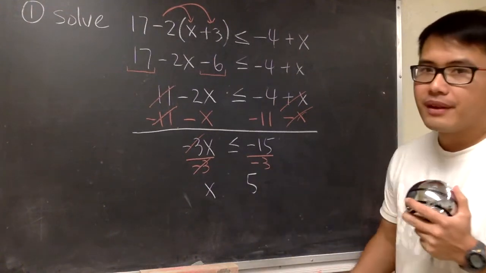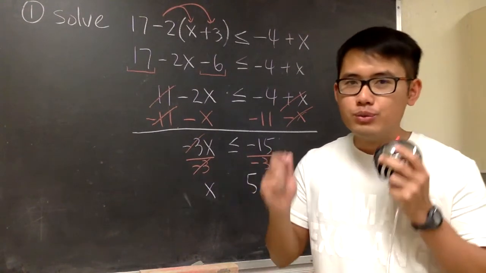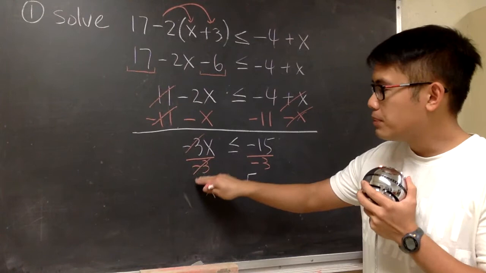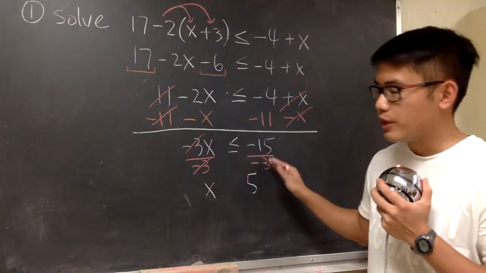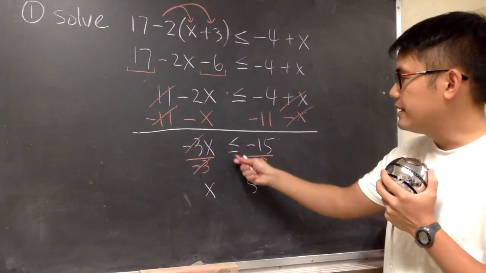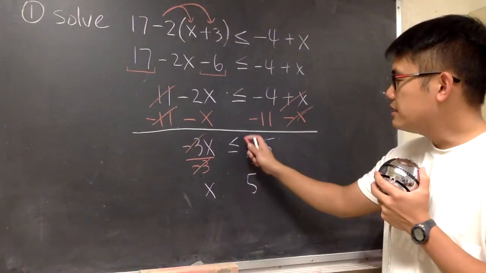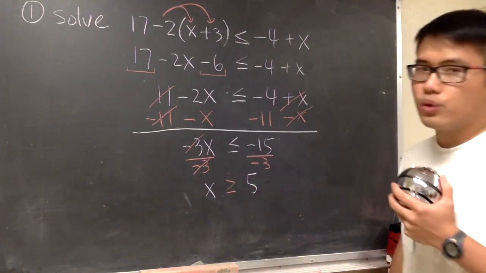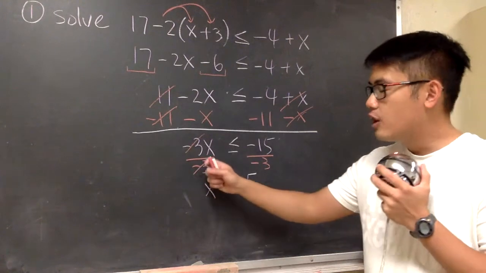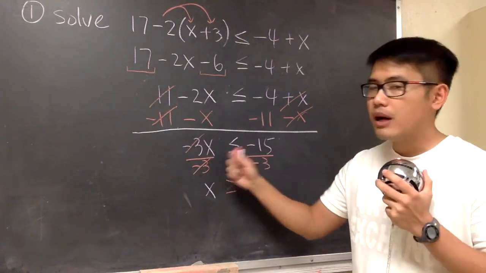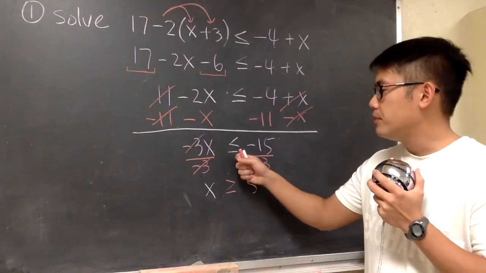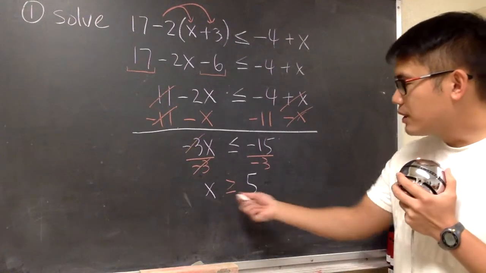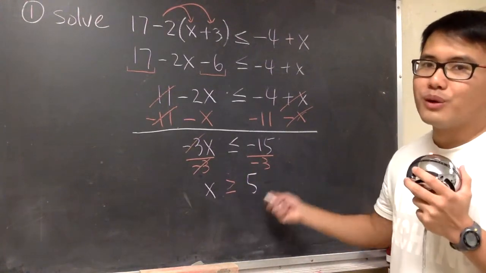Positive 5. All right, here comes the part that we have to remember, and that's the only thing that's different than solving a regular equation. Whenever we multiply or divide by a negative number, just like this right here, we must make sure to look at the inequality symbol and switch it. This is less than or equal to, so we switch it and we will end up with a greater than or equal to. Once again, whenever we multiply or divide by a negative number on both sides of an inequality, be sure we switch. This right here is it. X is greater than or equal to 5.